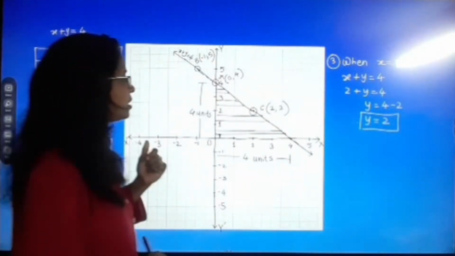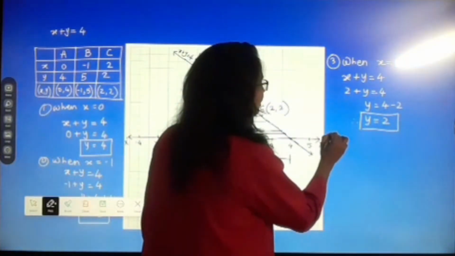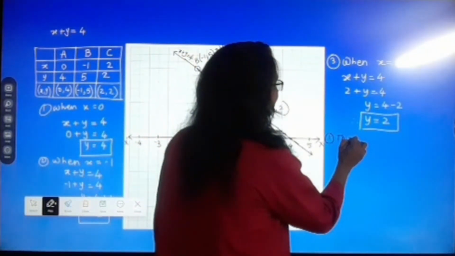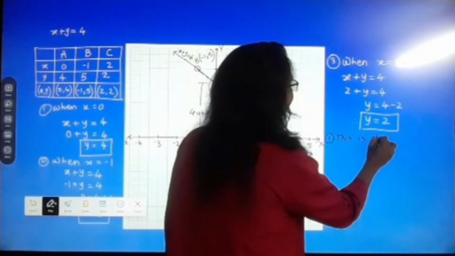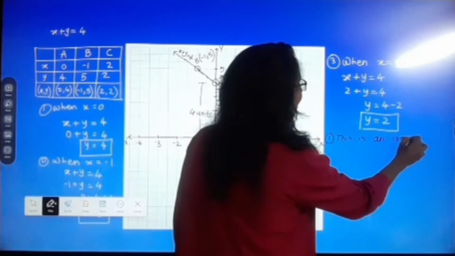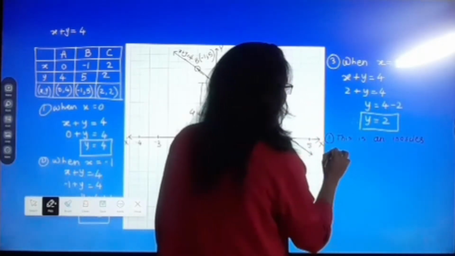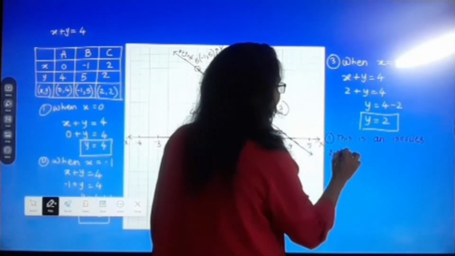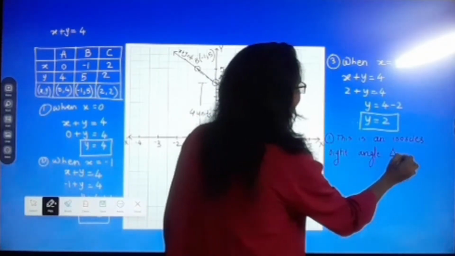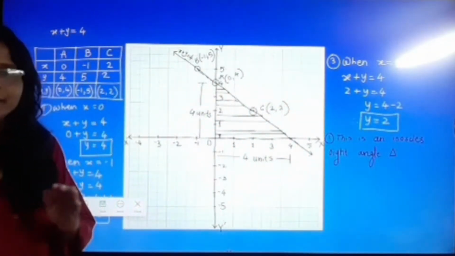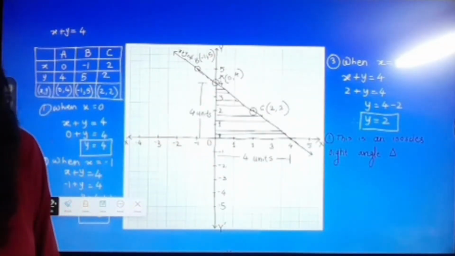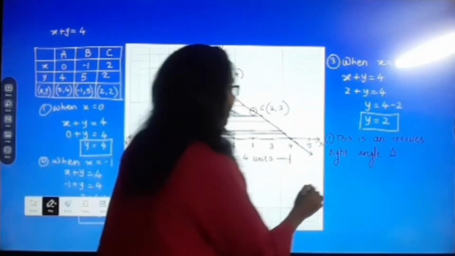Okay, so this one is the first answer. So here we say that this is an isosceles right angle triangle. Okay students, and then next one we have to find out the area.